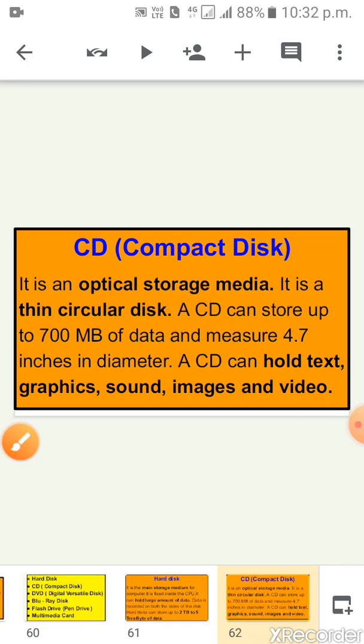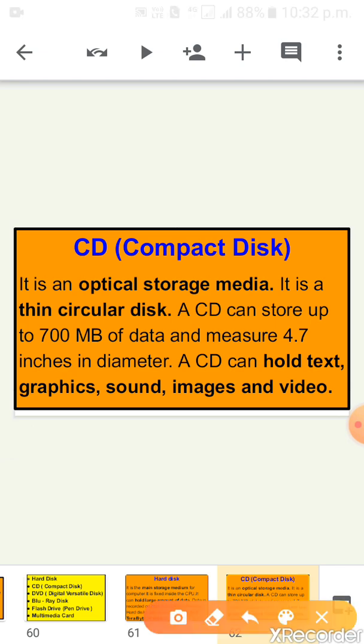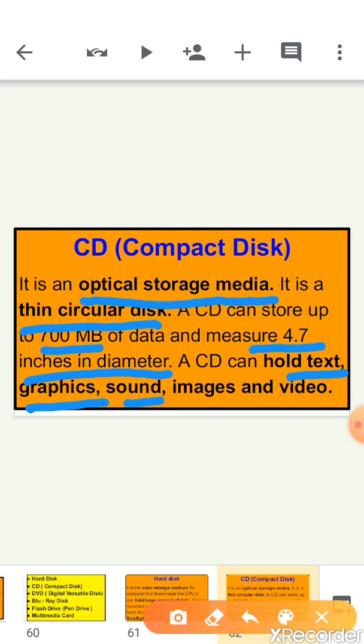Children, next storage device is compact disc. The full form of compact disc is CD. It is an optical storage media. It is a thin circular disc. A CD can store up to 7 MB of data and measures 4.7 inches in diameter. A CD can hold text, graphics, sound, images and videos.